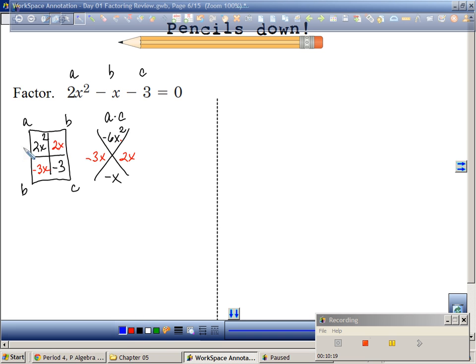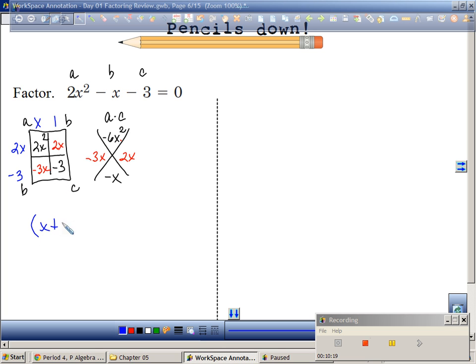So I'm going to go ahead and factor. Let's do this in blue. What's the greatest common factor of 2x squared and 2x? 2x. 2x times what makes 2x squared? 2x times what makes 2x? 1. 2x times 1. What's the greatest common factor here? -3. -3 times x is -3x. -3 times 1 is -3.